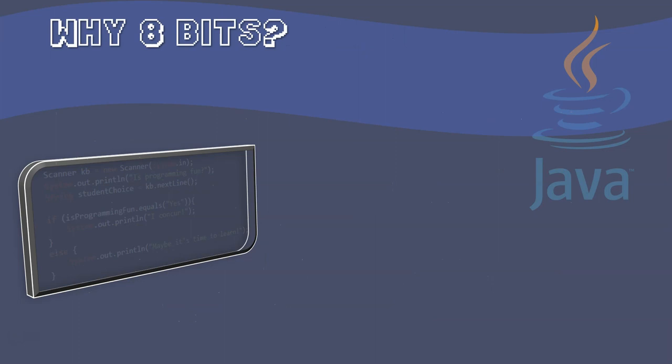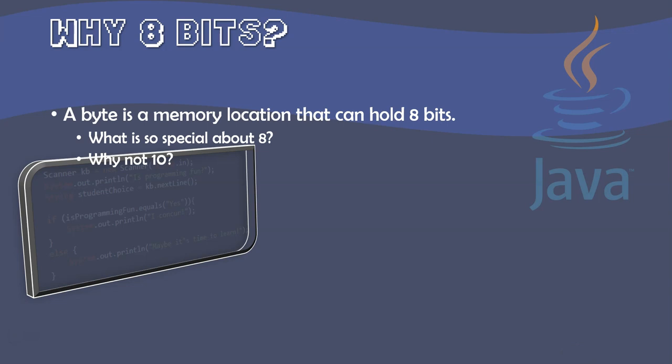So, before we look at this deeper, let's ask ourselves a question. Why 8 bits? Well, a byte is a memory location that can hold 8 bits. And you might ask, what's so special about 8? Why not something like 10, a number we're familiar with? Well, there are two primary reasons why 8 is special.